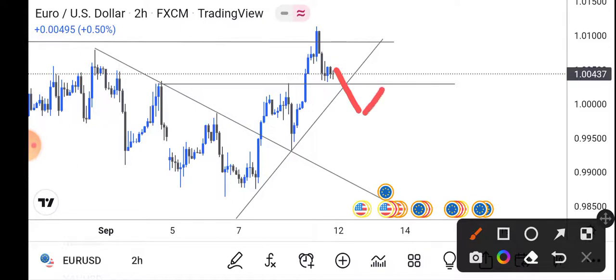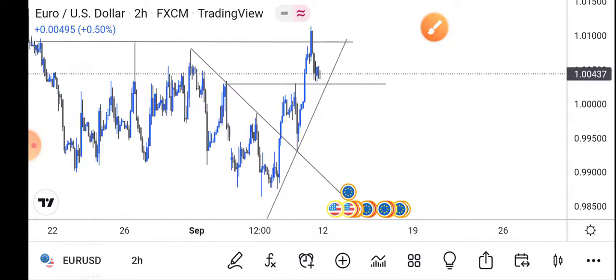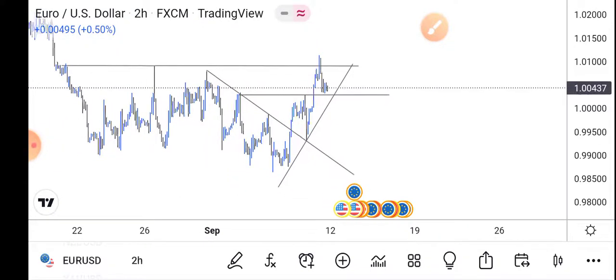I have to wait for a retest and a good candlestick formation, before I can note that okay, my market is going down and I can easily place my trades on sell. So this is just all about that.